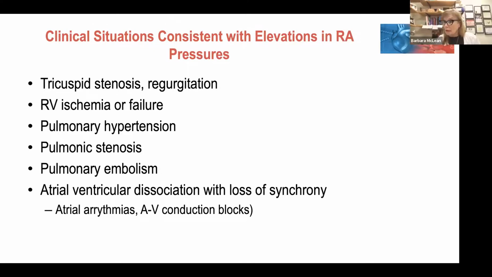Things like what we've just talked about: tricuspid stenosis or regurgitation, RV failure, RV ischemia, pulmonary hypertension, which makes the RV hypertrophic, pulmonic valve stenosis, where the RV is hypertrophic, pulmonary embolism, and atrial dysrhythmias or AV conduction blocks, because now I've lost my A wave, but I'm going to have a lot more volume in the atria, and that's going to cause the right atrial pressure to go up.